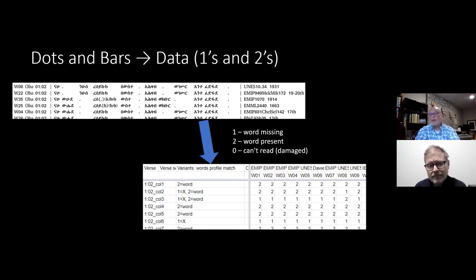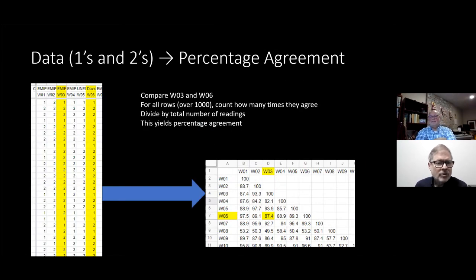A computer program converts it to what you see at the bottom. And the 1s and 2s represent, if it sees a word up above, it puts a 2 down at the bottom. If a word is missing, it puts a 1 there. Once we have that, the 1s and 2s, we can calculate a percentage agreement. And so if you compare witness 3 with witness 6, you could do this by hand, compare each one. Is it the same? Count how many are the same and what's the total number, and divide to get a percentage agreement. Of course, you can have 1,000 or several thousand rows, and it's really ideal to have a computer do that.